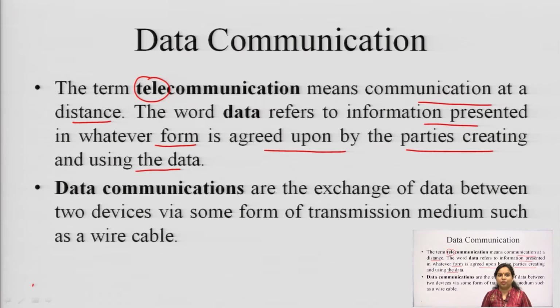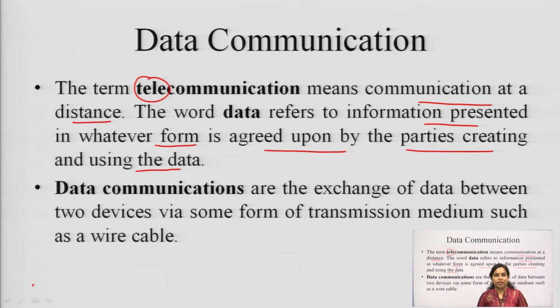That is an example of telecommunication, where you are transferring information over a longer distance. The transmitter and receiver are not present in one room, they are at a longer distance, and the information will be in the form on which the two parties, the transmitter and receiver, have agreed.